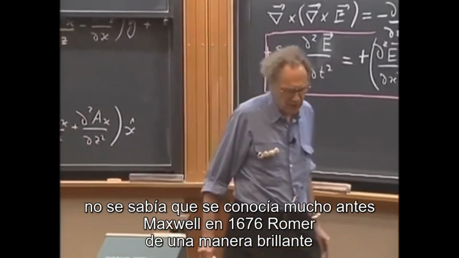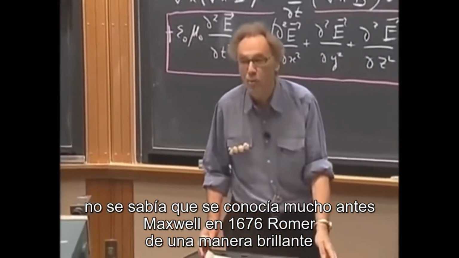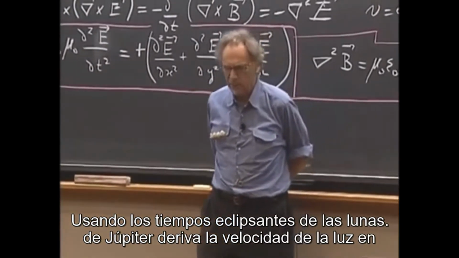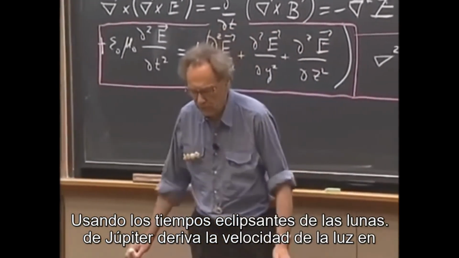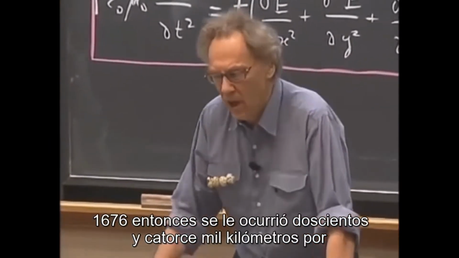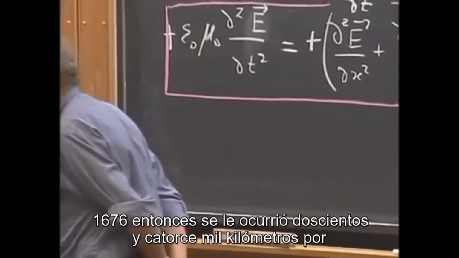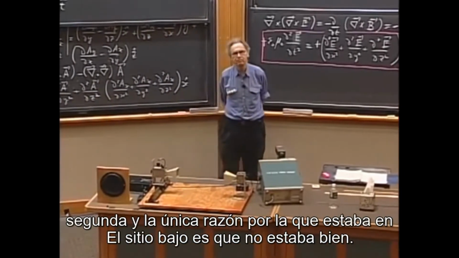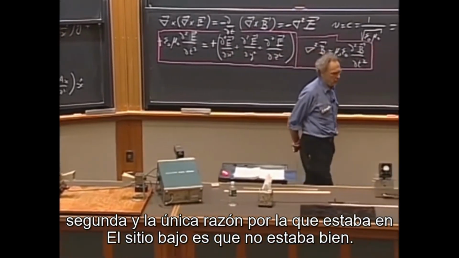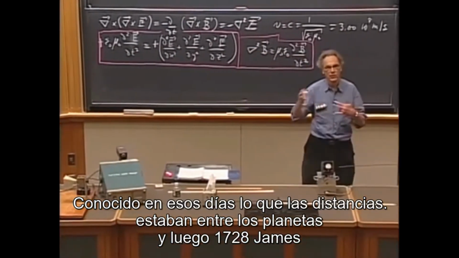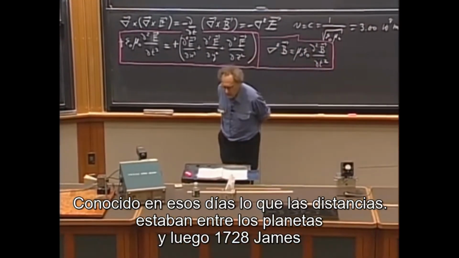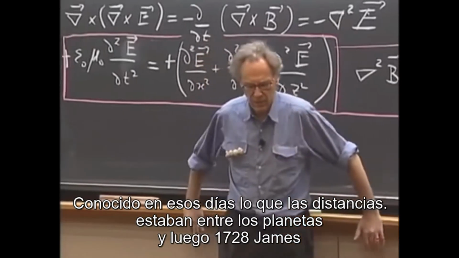Maxwell knew the speed of light. It was known way before Maxwell. In 1676, Römer, in a brilliant way, using the eclipsing times of the moons of Jupiter, derived the speed of light. And he came up with 214,000 kilometers per second. And the only reason why he was on the low side is that it wasn't well known in those days what the distances were between planets.